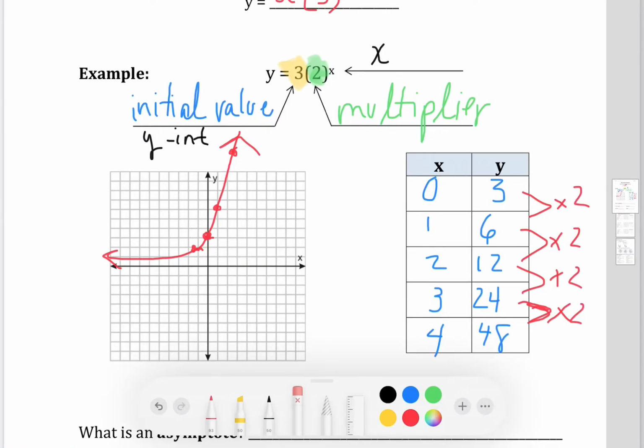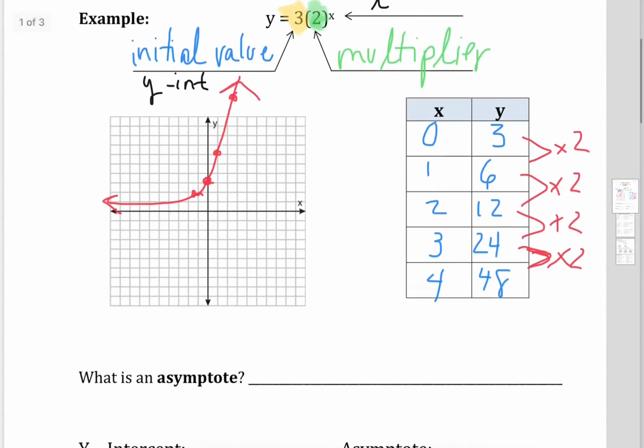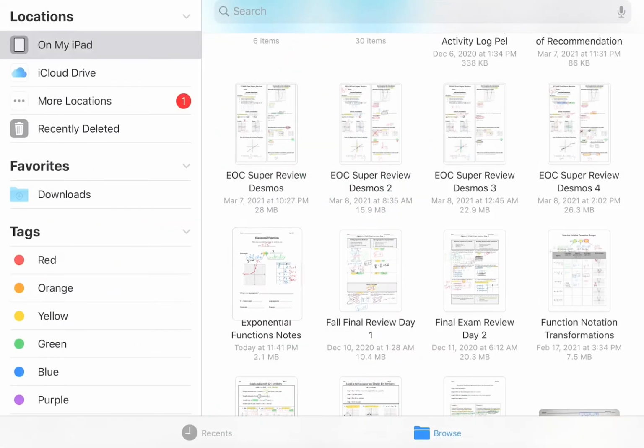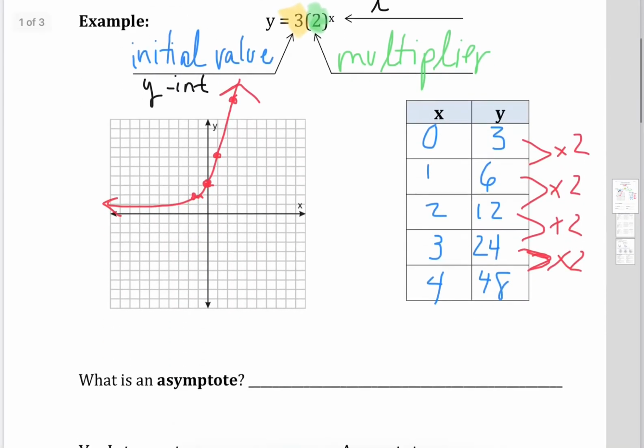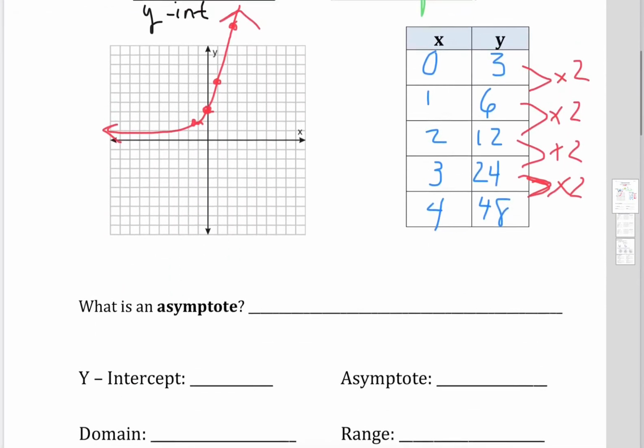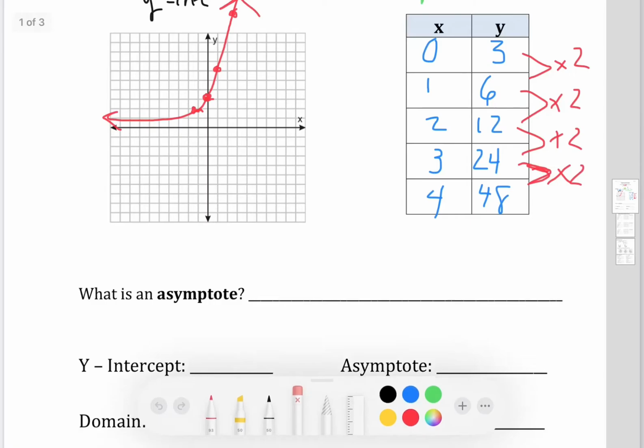Once you complete the table, my x's are whatever number you want. So we're going to start at 0, 1, 2, 3, and 4 for all of these graphs. And you're going to use your multiplier to figure out your y values. So now we have some really important information that we need to fill out about this graph. Okay, so what we have now is the word asymptote.